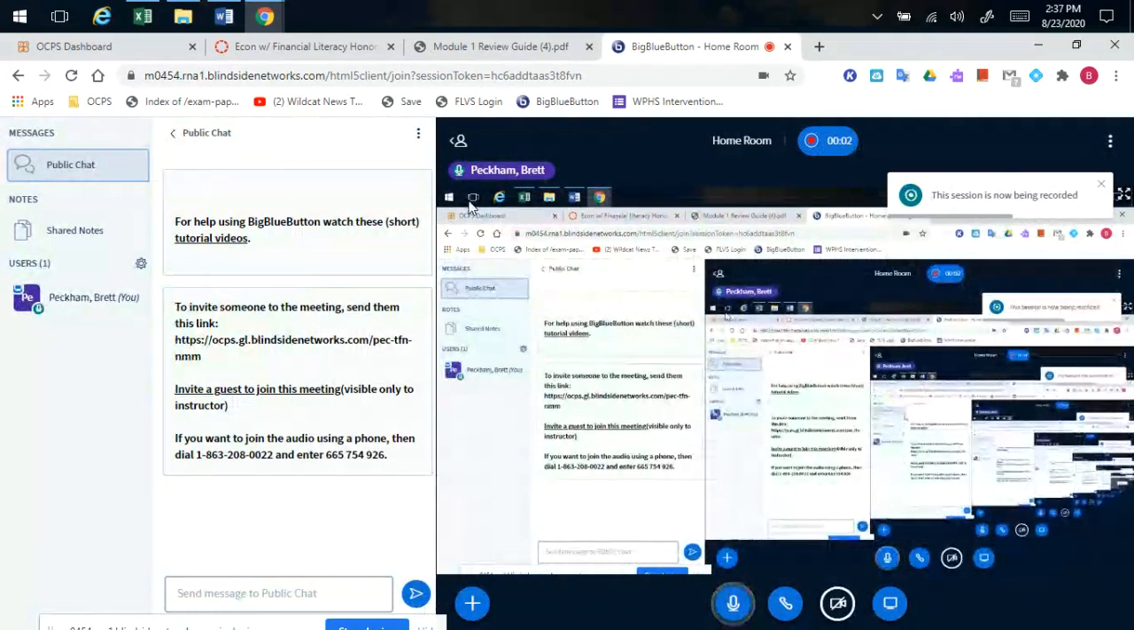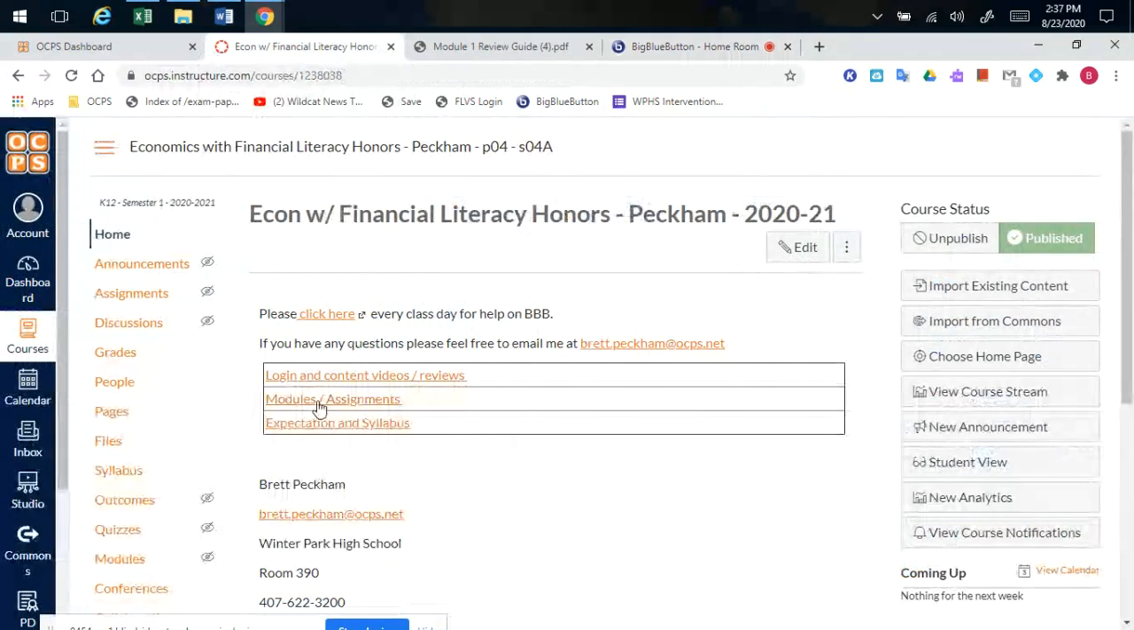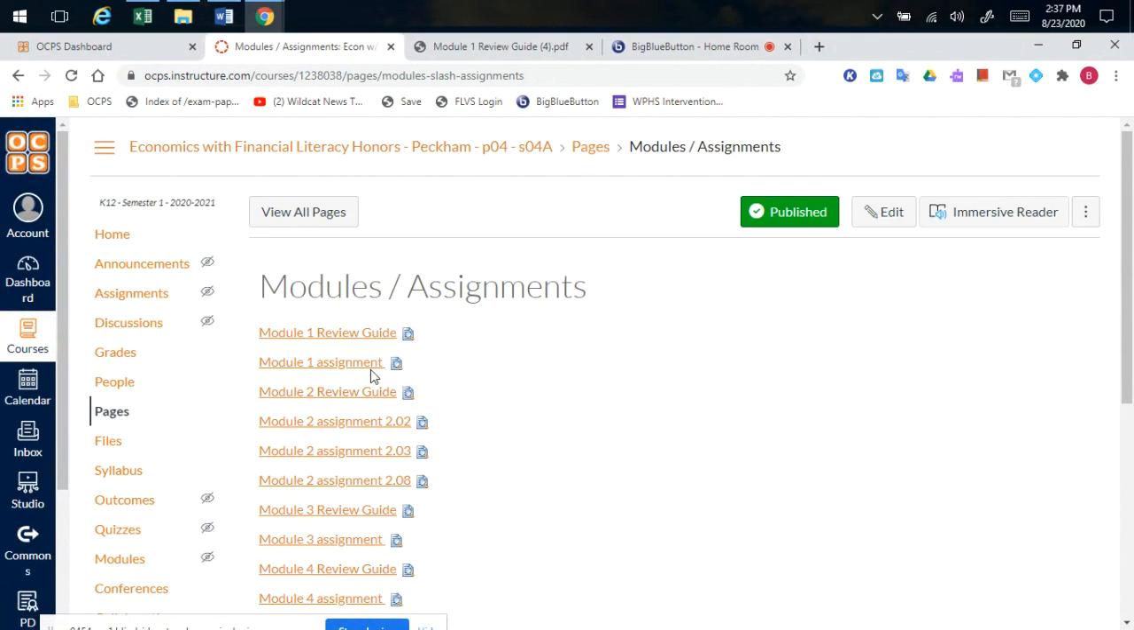We're going to go ahead and take a look at Module 1. You'll just be able to click on the Module and Assignments link here and click under the Assignment and Module Review Guide. These are the two guides and documents that we're going to want to take a look at.